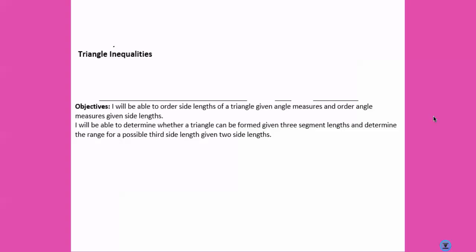All right, today we're going to be talking about triangle inequalities, and our objectives are that we will be able to order side lengths of a triangle given angle measures and order angle measures given the side lengths. We also will be able to determine whether a triangle can be formed given 3 segment lengths and determine the range for a possible third side given 2 side lengths.